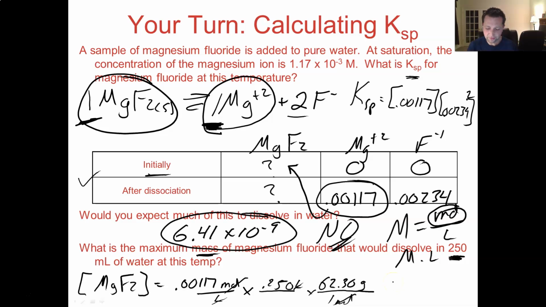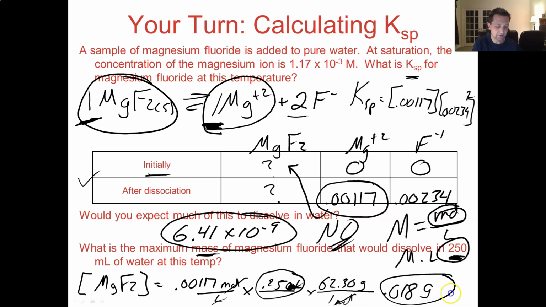You should have 0.018. Actually, this 250 milliliters looks like it has 2 sig figs in it, because it's 250 without a decimal, so that's what it looks like. So 0.018 grams of magnesium fluoride. All right, guys, that is how you knock out a problem like this. All very manageable. It's all small steps that add up to a larger picture here.